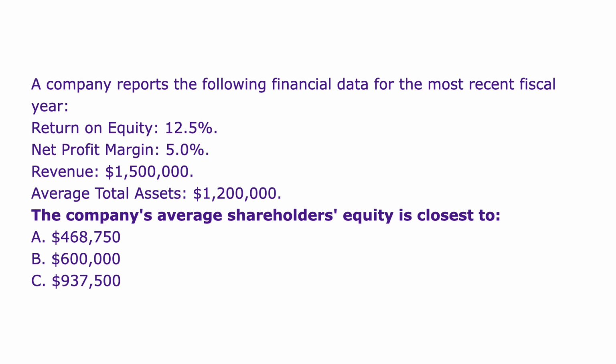Question 4. A company reports the following financial data for the most recent fiscal year. Return on equity, 12.5%. Net profit margin, 5.0%. Revenue, $1,500,000. Average total assets, $1,200,000. The company's average shareholders' equity is closest to A. $468,750. B. $600,000. C. $937,500.